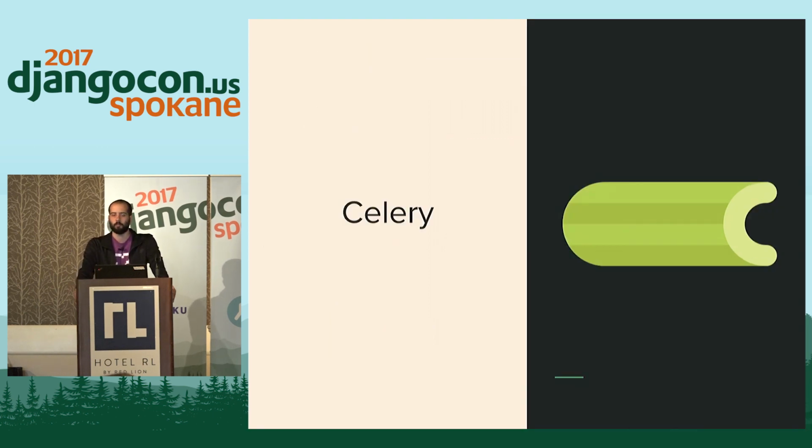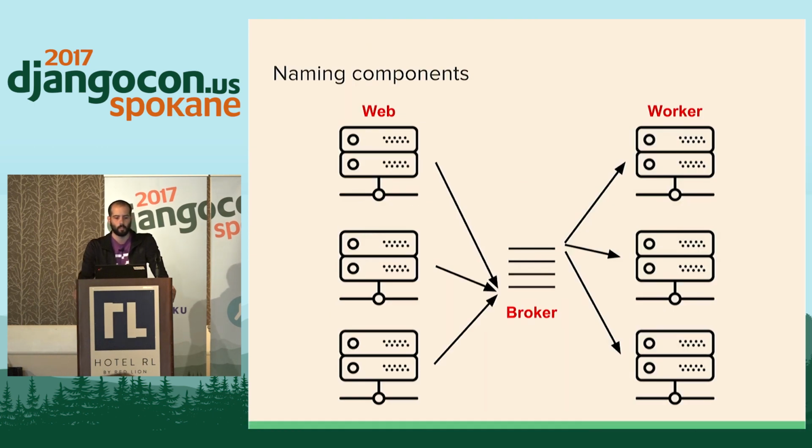So let's talk about Celery. First of all, let's introduce the correct naming for our components. From now on, producers will be web nodes, our queue will be called the broker, and consumers will be workers. Since workers can also place new tasks in the queue, they can also behave as producers.